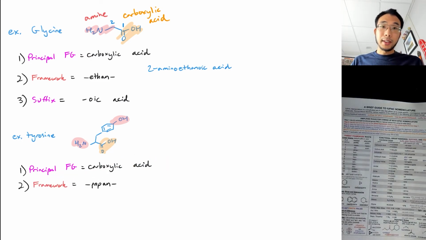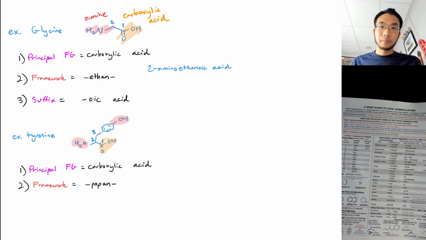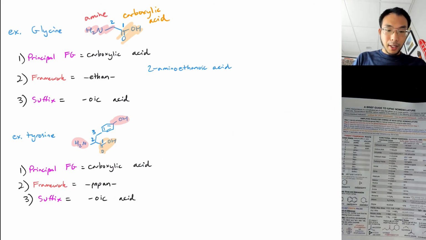Now my framework is a 3-carbon chain because I have to start from where the principal functional group is. So that's 1, 2, 3, labeled like that. We already talked about what our suffix will be. This is the same as the previous example. Where things get complicated is in the prefixes to the entire name. So like glycine, there is an amine group at the second carbon that gets us to 2-amino. The part we have to account for now is that at the 3 carbon, there's this extra business right here.